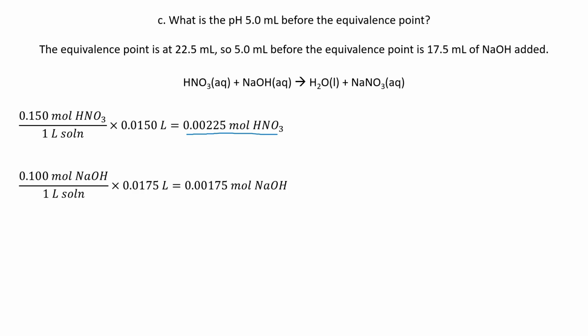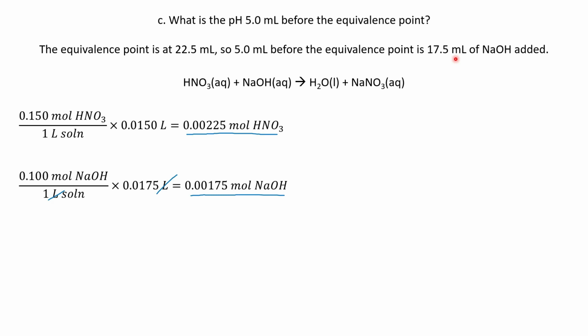Well, we're going to take our concentration of sodium hydroxide and we're just going to multiply by how many liters we added. And that gives us 0.00175 moles of sodium hydroxide. Again, this liters came from these milliliters. I just moved the decimal 3 spots. Now that I have moles of both my acid and my base, I can do my stoichiometry.